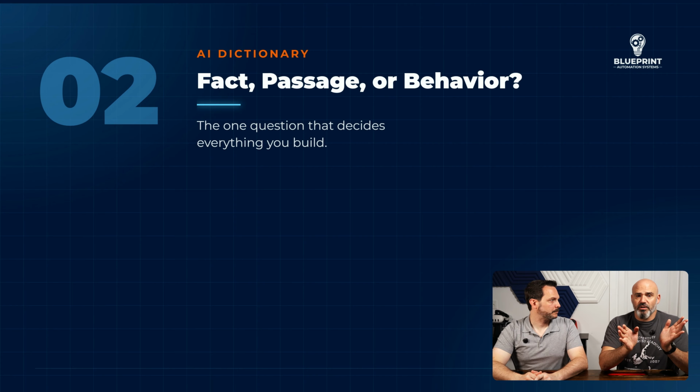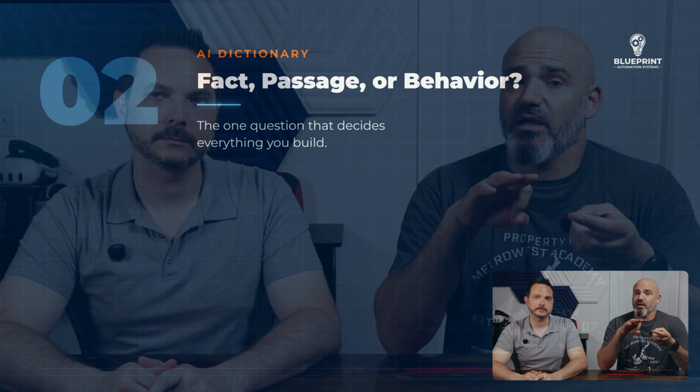All right, guys, before you spend dollar number 1, ask one thing about the question that you want the AI to answer. Is the answer a fact, a passage, or a behavior? Those 3 need completely different plumbing to get you to the correct answer, and they get mixed up constantly.